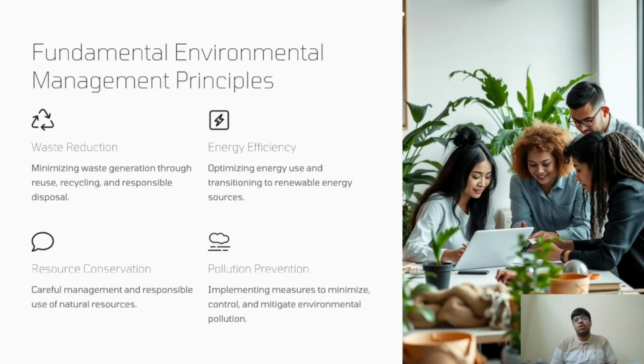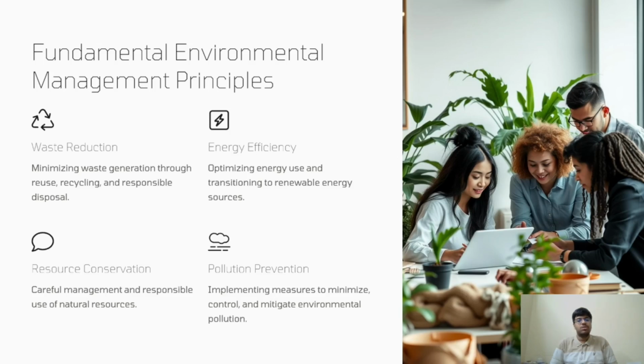Next, we'll see the fundamental environmental management principles which everyone should follow. First one being waste reduction. Now, the 1R of the 3R principle says to minimize waste generated through reuse, recycle and responsible disposal. Next one being energy efficiency. Whenever possible we try to make things energy efficient, as more energy is saved and used in an efficient manner, it makes it more usable in the future.